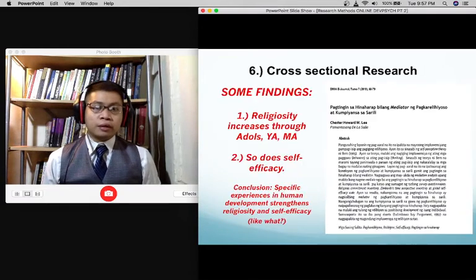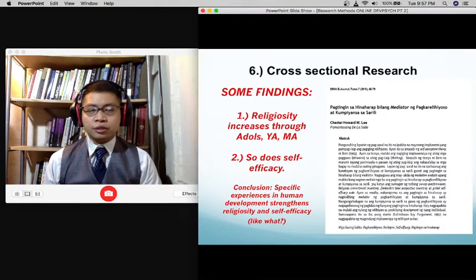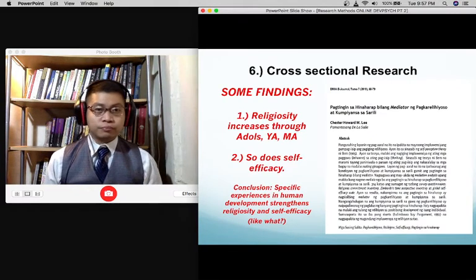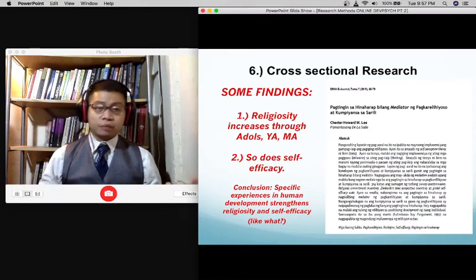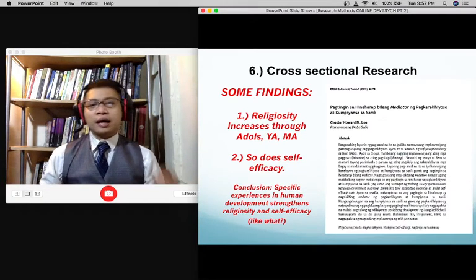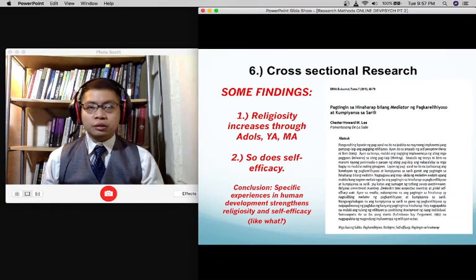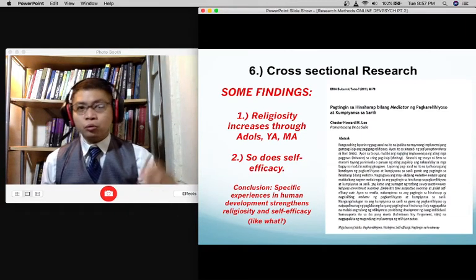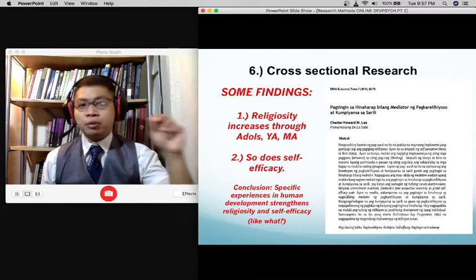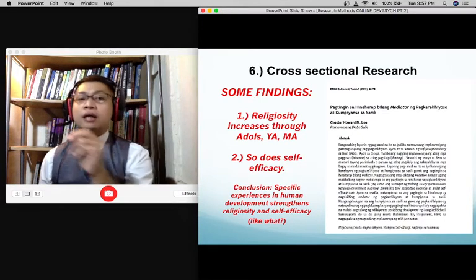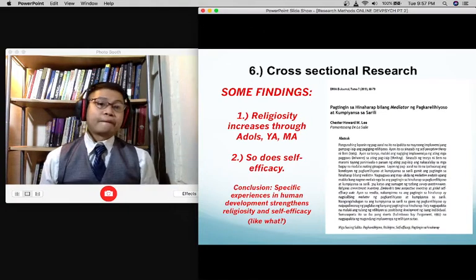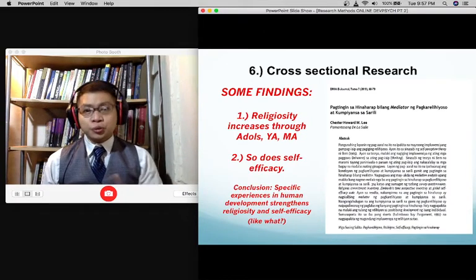Based on my research, I found out that religiosity increases through adolescence, young adulthood, and middle age. That means if you do a cross-sectional research on this, my data shows that the highest religiosity levels belong to people who are in middle age, followed by people in young adulthood, pinaka hindi religious yung mga nasa adolescence. And number 2, so does self-efficacy.